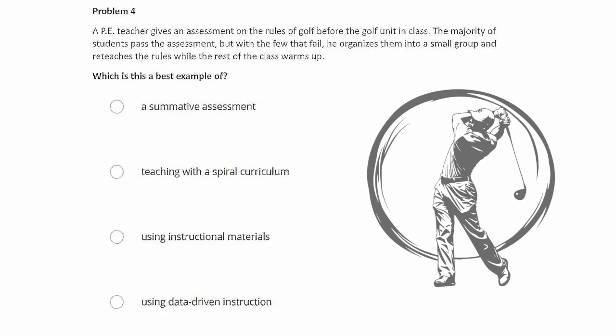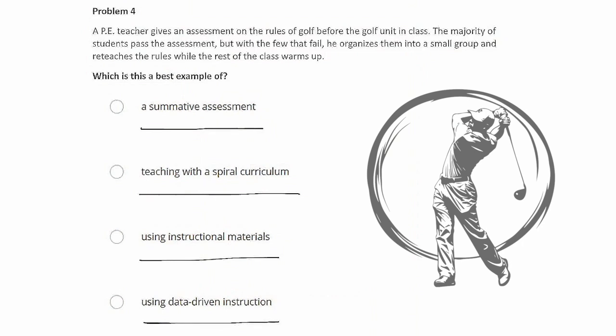Problem 4. A PE teacher gives an assessment on the rules of golf before the golf unit in class. The majority of students pass the assessment, but with the few that fail, he organizes them into a small group and reteaches the rules while the rest of the class warms up. Which is this a best example of? A summative assessment, teaching with a spiral curriculum, using instructional materials, or using data-driven instruction?